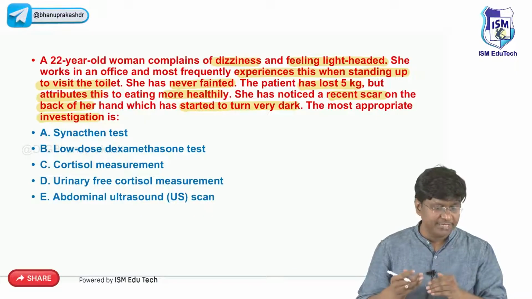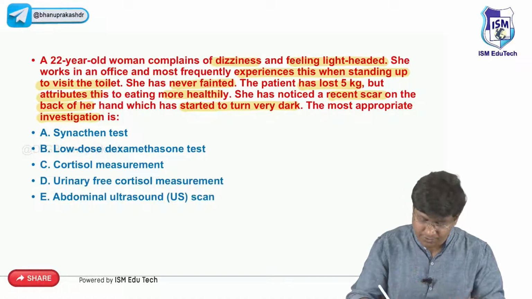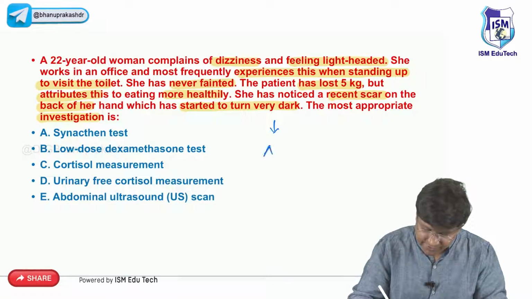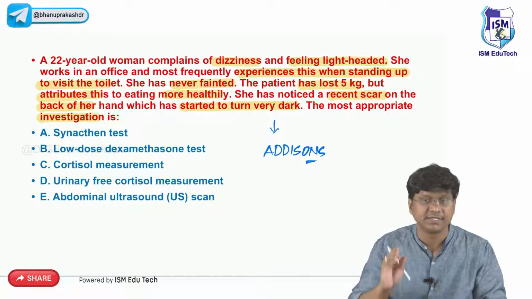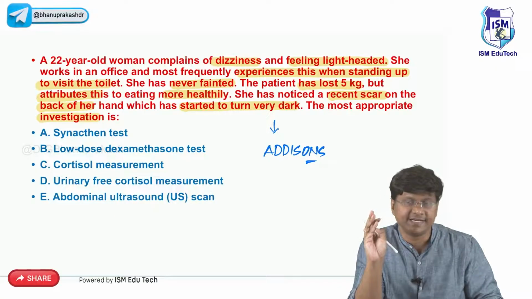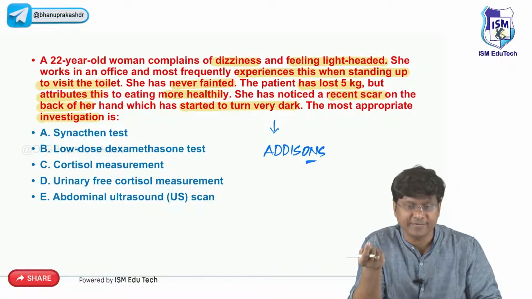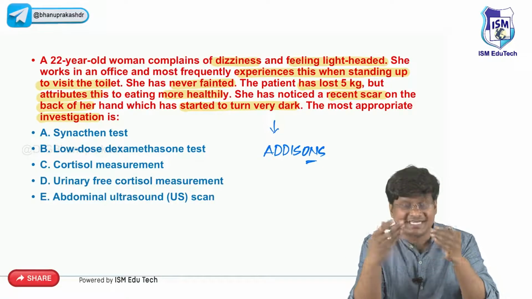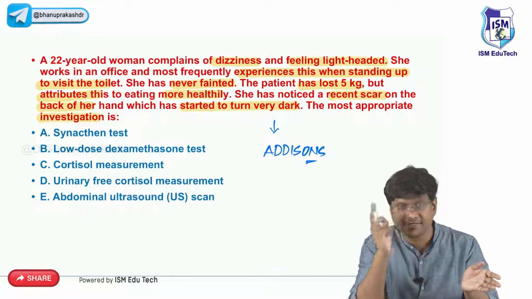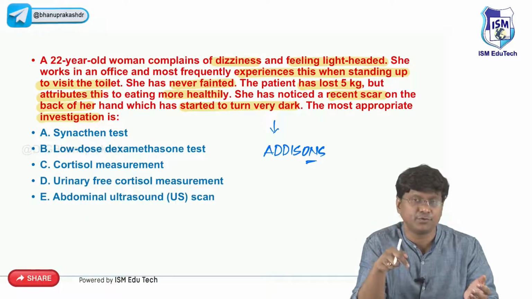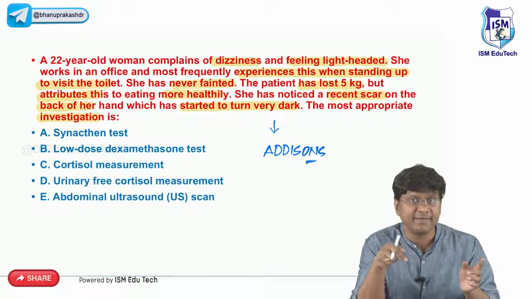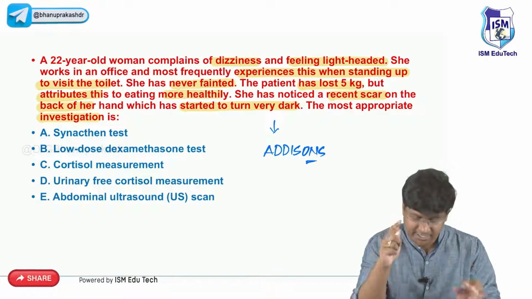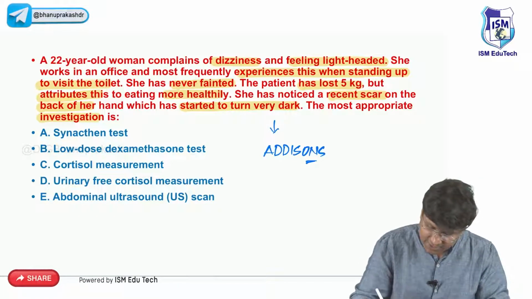So first of all, you should be able to diagnose this clinical scenario. The diagnosis is Addison's. Now, what are the points to tell that it is Addison's? Number one, dizziness and feeling lightheaded. Why? Because the patient will be having hypotension, and whenever she stands up to go to the toilet, the dizziness increases, which is nothing but postural hypotension secondary to hypoaldosteronism.